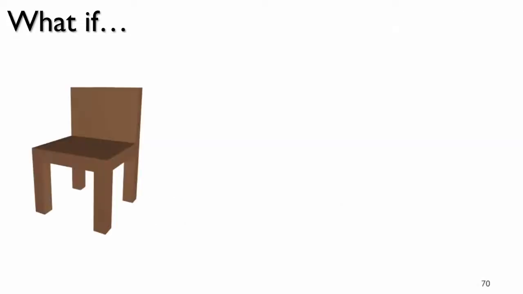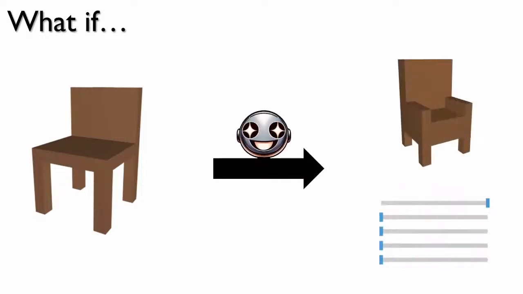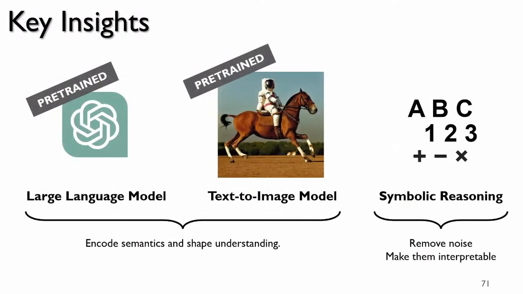But what if we could just make one model that makes the geometry we want, throw machine learning at it, and get a bunch of parameters out that let us vary the model however we'd like? That's what ReParam kind of tries to do. The way we do this is we take as many buzzwords as we can and shove them together. We take a large language model and a text-to-image model to get semantic understanding, and then we use symbolic reasoning to remove noise and to interpret what we get out of the language models.